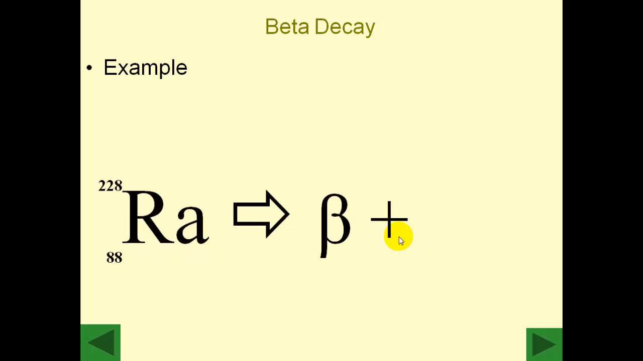Another example, we start with radium. So you have to decide what will happen here. Well, a neutron turns into a proton. The number of nucleons will stay the same. So here we will have 228. The neutron turns into the proton. We end up with one extra proton, so this goes from 88 to 89. And this becomes actinium.